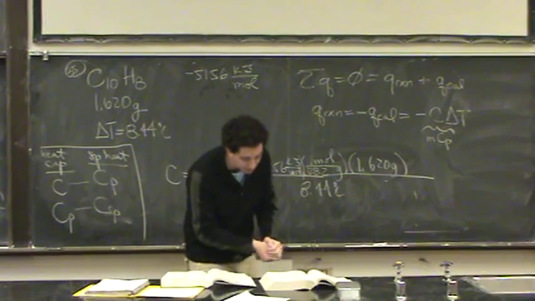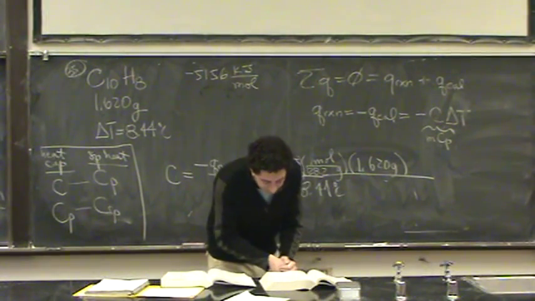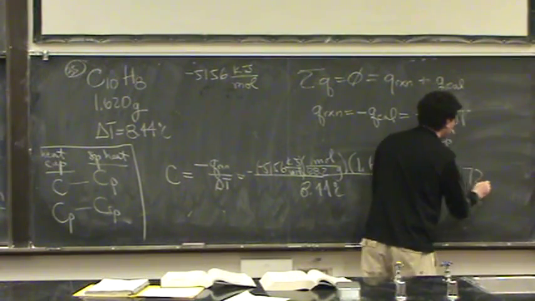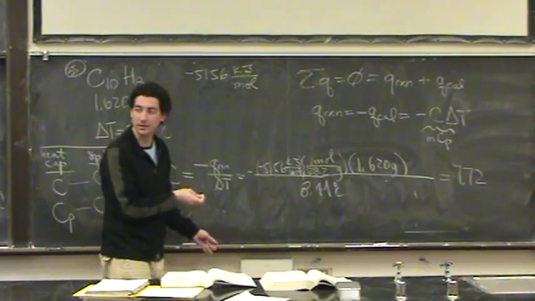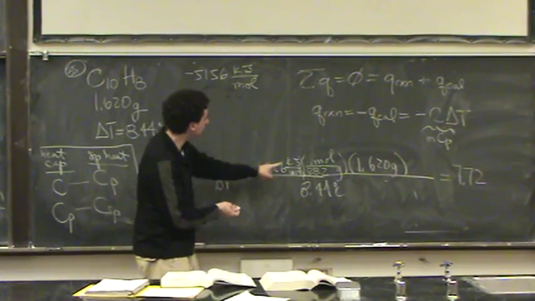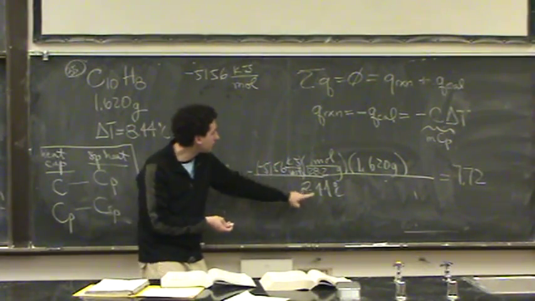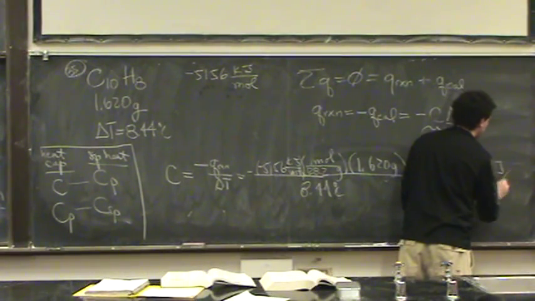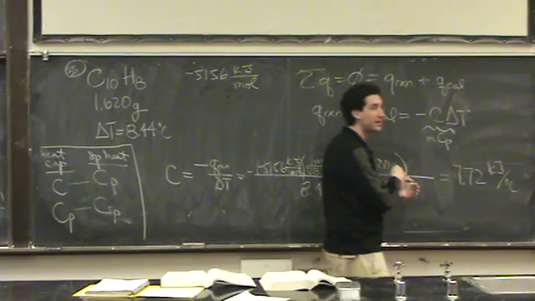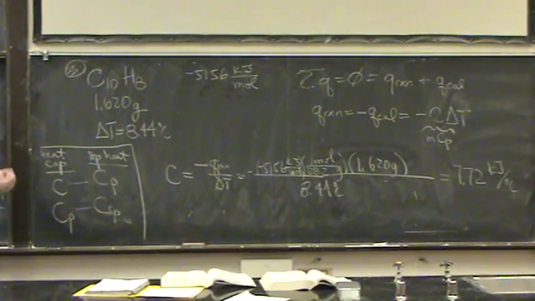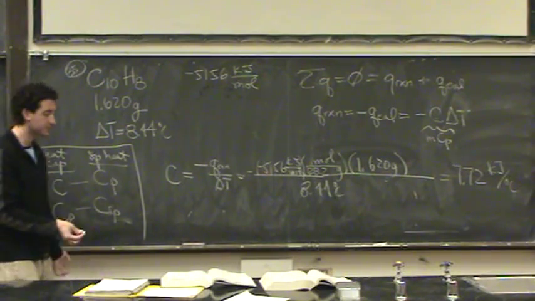Okay, when you do that mess, you're going to get 7.72. Be careful of your units here. They didn't require a specific unit in this question, but it's going to be kilojoules per degree C. So be careful of that kilojoule, joule thing. Here it's kilojoules, sometimes you want joules, whatever.